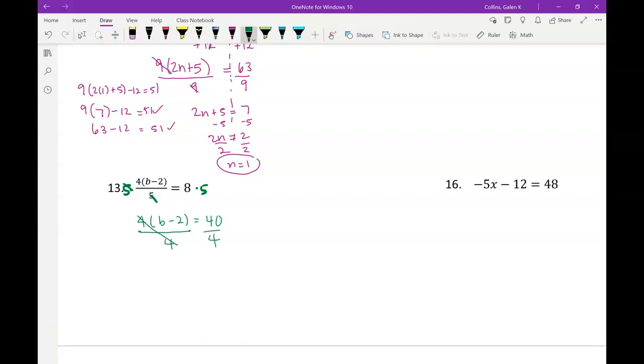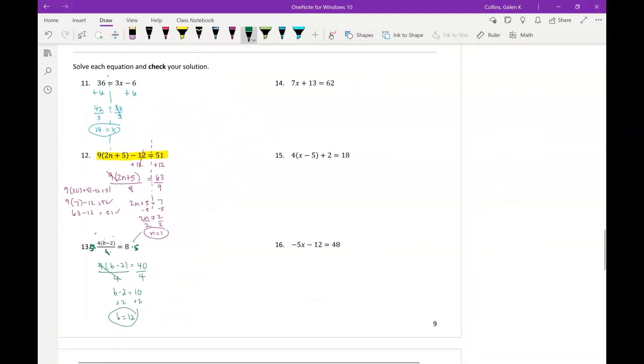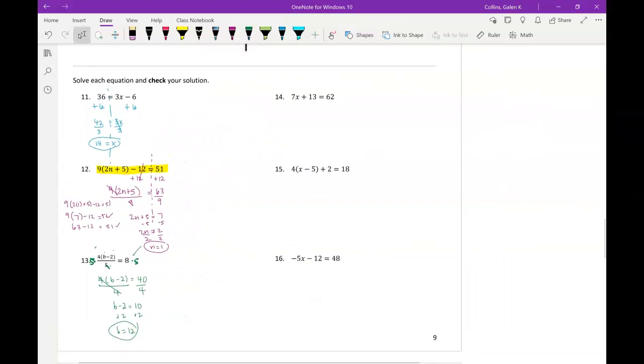I'm just almost done. So if I divide by 4, I get b minus 2 is 10. And then, of course, I add 2 to both sides. B is 12. So if I just check this one, doing mental math, 12 minus 2 is 10, times 4 is 40, divided by 5 is 8. It checks out. All right, I want you guys to try the last 3. I'll work them out, and you could just check your solutions. All right, as you work questions 14, 15, 16, those are the solutions that I got. I hope I'm correct. I'm sure you'll let me know if I'm not. I do expect to see work on your paper. I will not accept just those solutions.